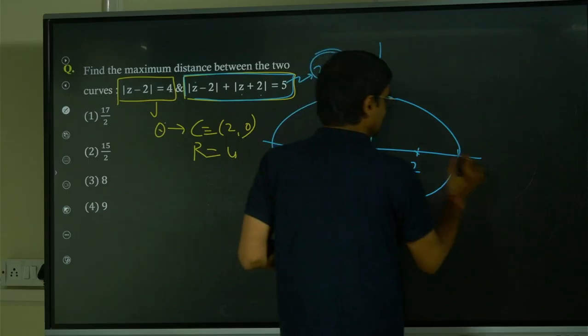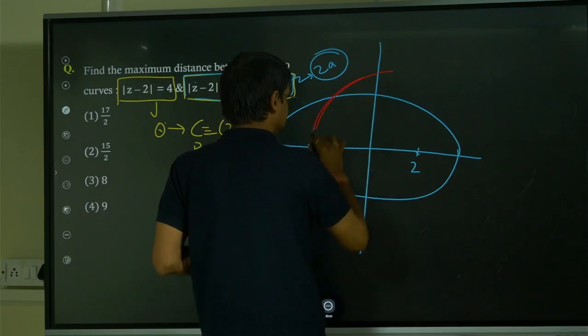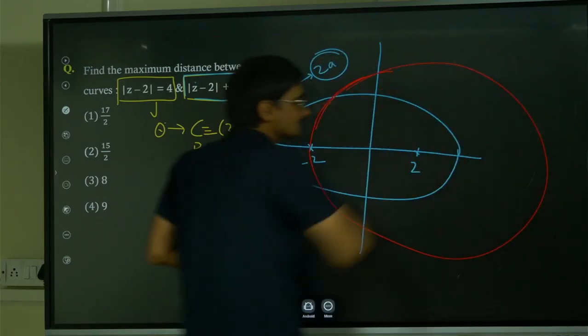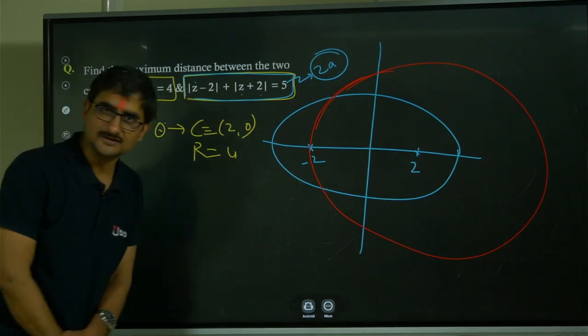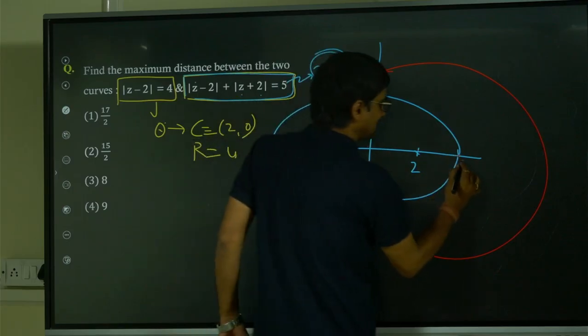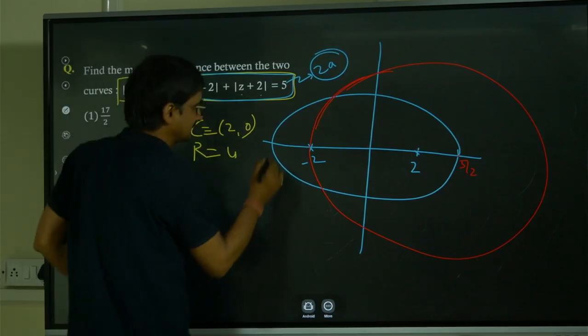So 2, it will pass through this. Now the maximum distance between the two, tell me what's the maximum distance? This is nothing but 5 by 2. See, isn't this the maximum distance?